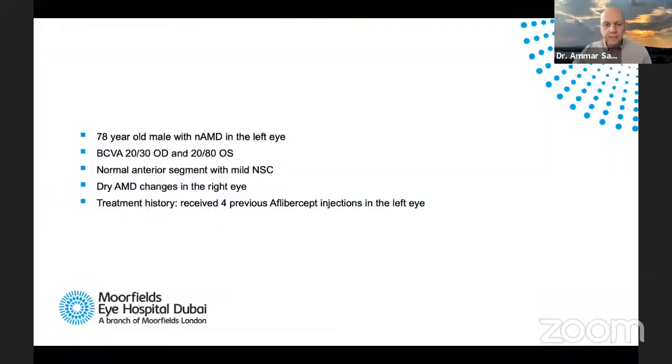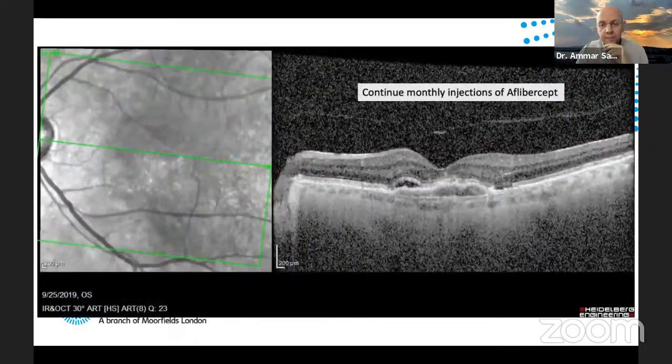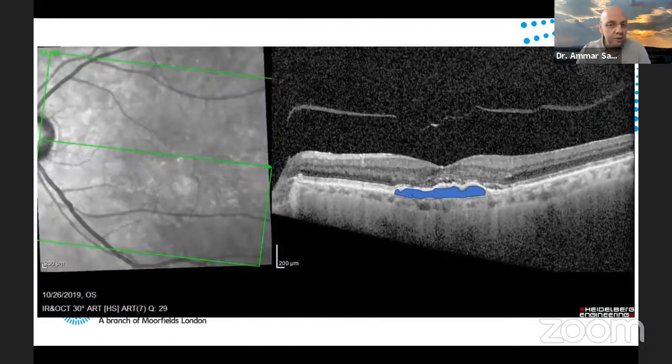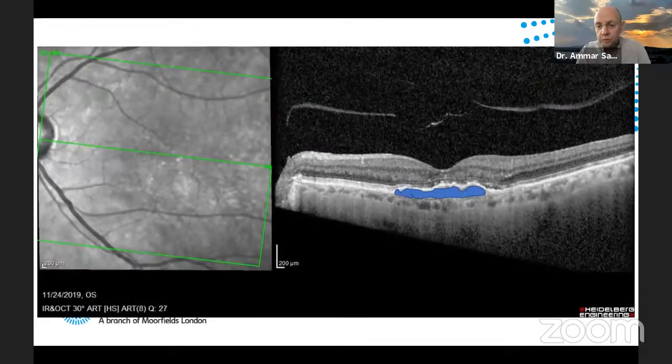Case number 1 is a 78-year-old gentleman with neovascular AMD in his left eye. His visual acuity is 20/30 in the right eye and 20/80 in the left eye, with a normal anterior segment, and no treatment is needed in the right eye. He comes in and gets injections with aflibercept, and I always look at his images. There's always this blue area, which is sub-RPE fluid, and there's always a new area of subretinal fluid that shows here and there. With injections, the subretinal fluid typically goes away, but the RPE elevation here never goes away.